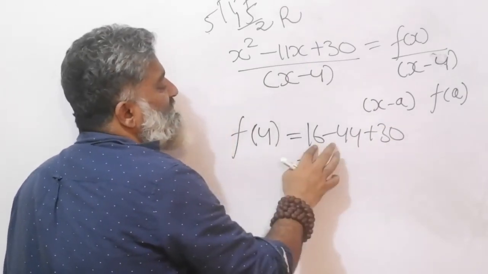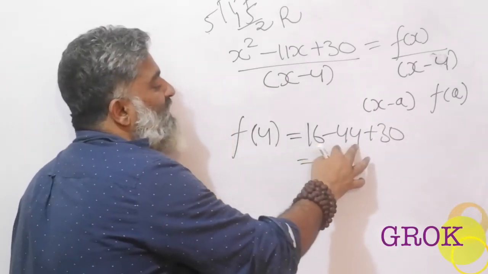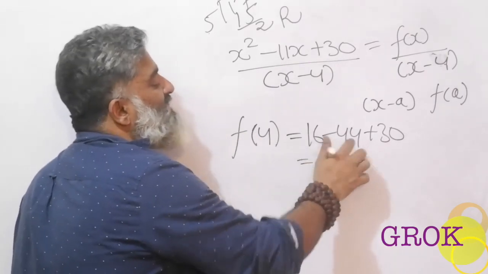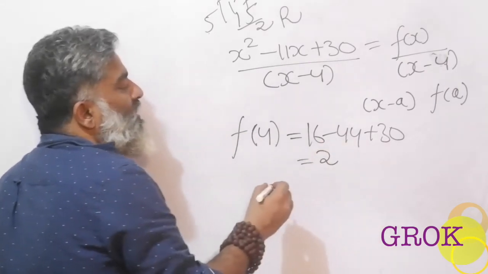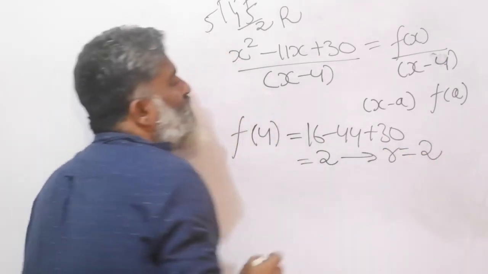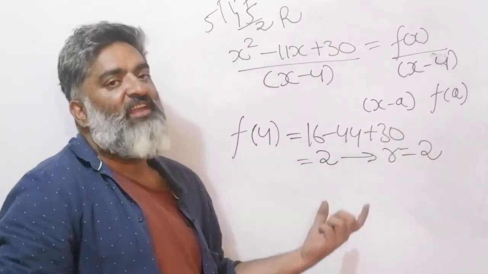So 30 plus 16 is going to give me 46. 46 minus 44 is going to give you a 2. And I saw that the remainder also was 2. So, oh my god, life can be so easy.